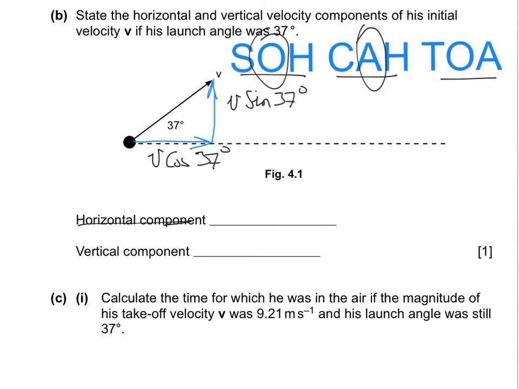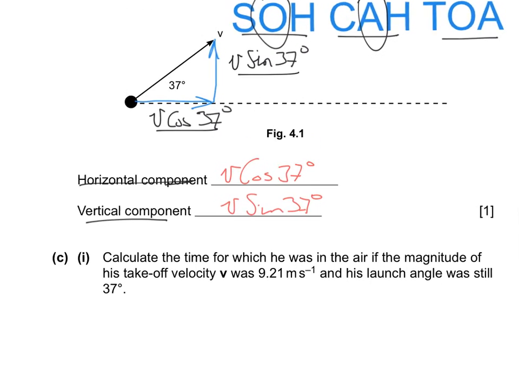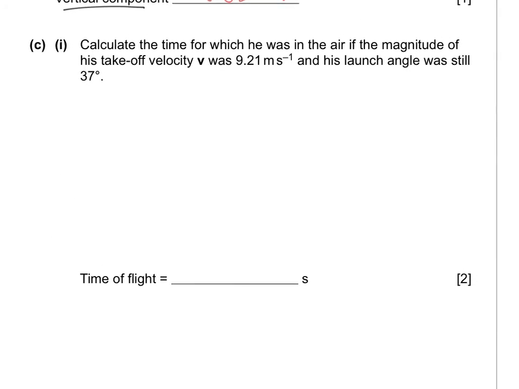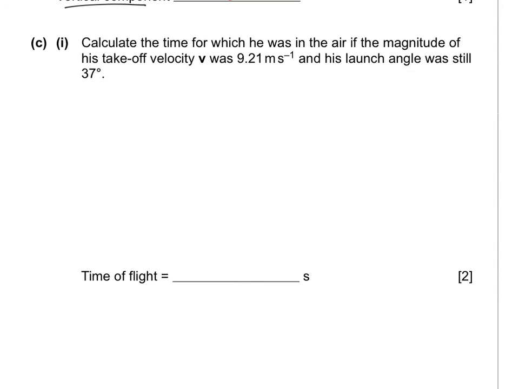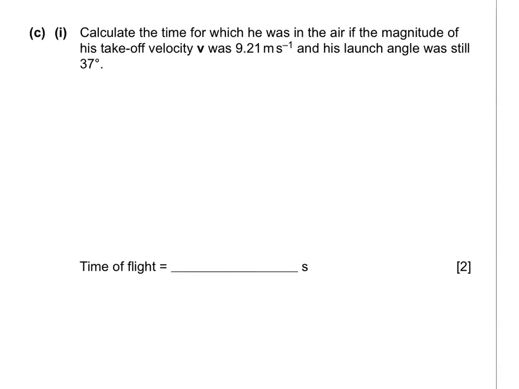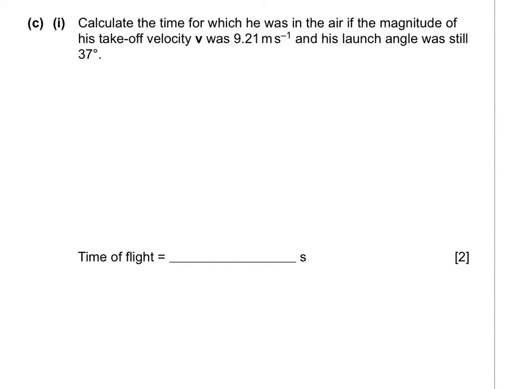So our horizontal component here is going to be this v cos 37, and our vertical component is going to be this v sine 37. So part C1 says calculate the time for which he was in the air if the magnitude of his takeoff velocity v was 9.21 meters per second and his launch angle was still 37 degrees.